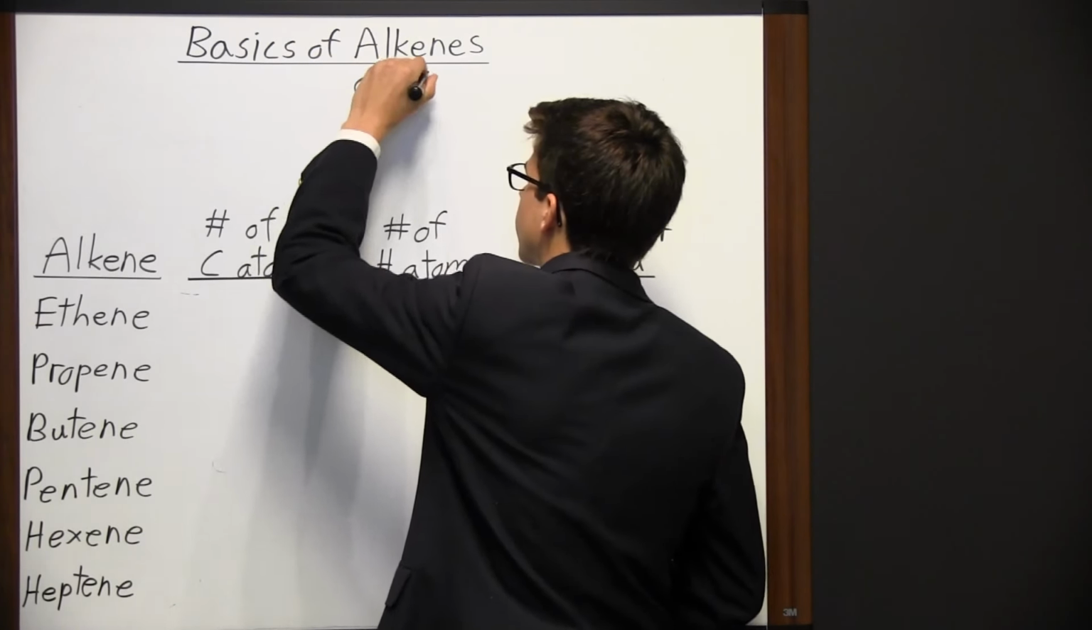MCAT, organic chemistry. Isomers have the same chemical and molecular formulas, but they have different structural formulas. So basically they have the same chemical composition, they're just structured in different ways. These chemical and molecular formulas are structured in different ways in these isomers.